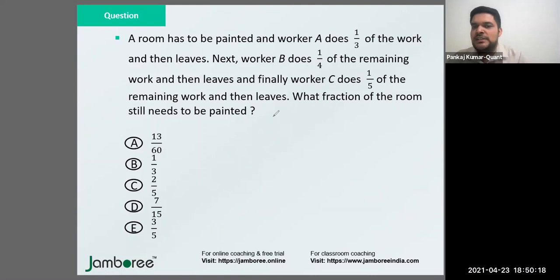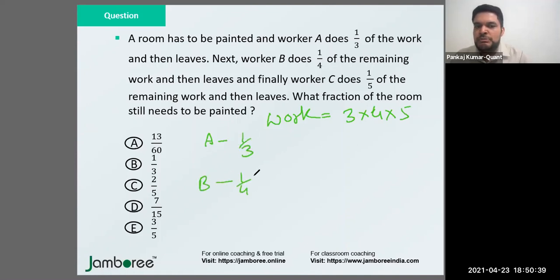Yes, Dhananjay is taking LCM. If I just say simply, don't go too much there, just take the total work as a product of denominators, whenever the situation is such. But why are we doing this? Let's do this. A does 1/3 of the work, B does 1/4 of the remaining work, and C does 1/5 of the remaining work. That's what has happened.